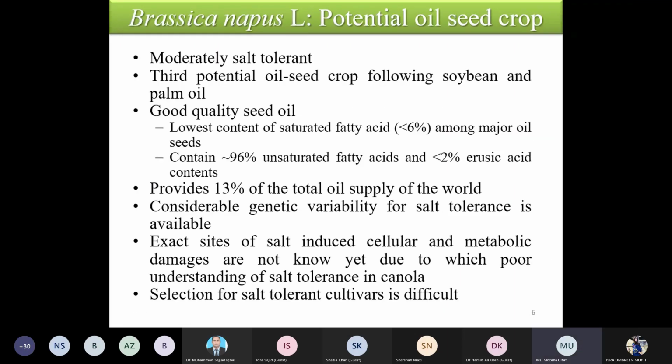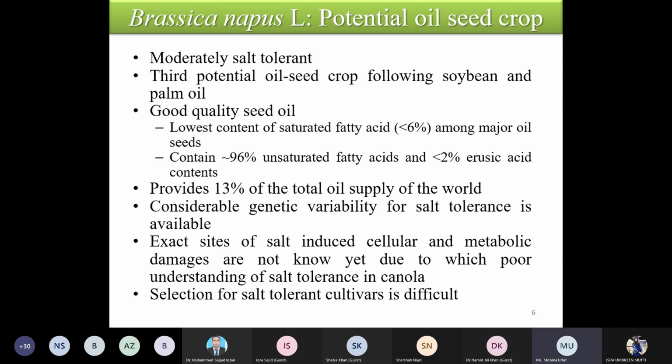Our selection of the crop was based on its importance. It's a potential oilseed crop, canola, Brassica napus, and it is moderately salt tolerant. It is the third potential oilseed crop following soybean and palm oil. It has a good quality seed oil, and it has low saturated fatty acid contents among major oilseeds.